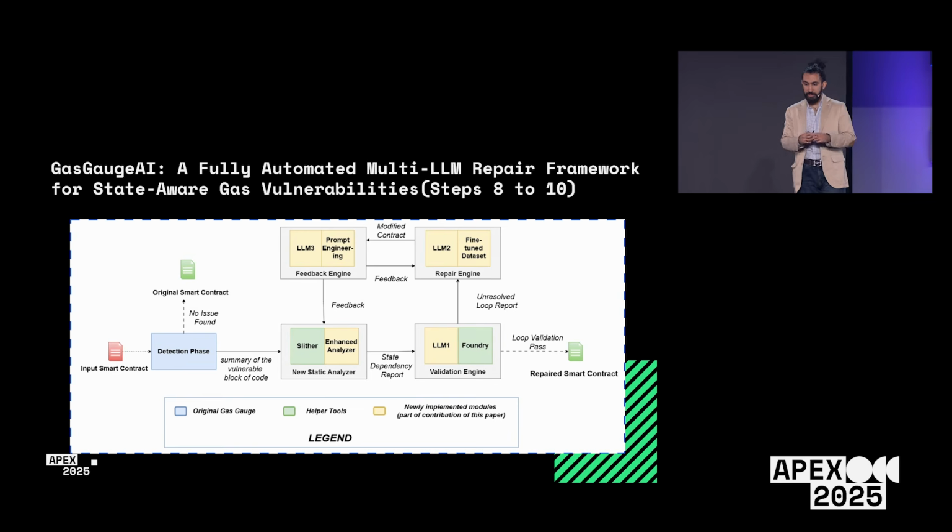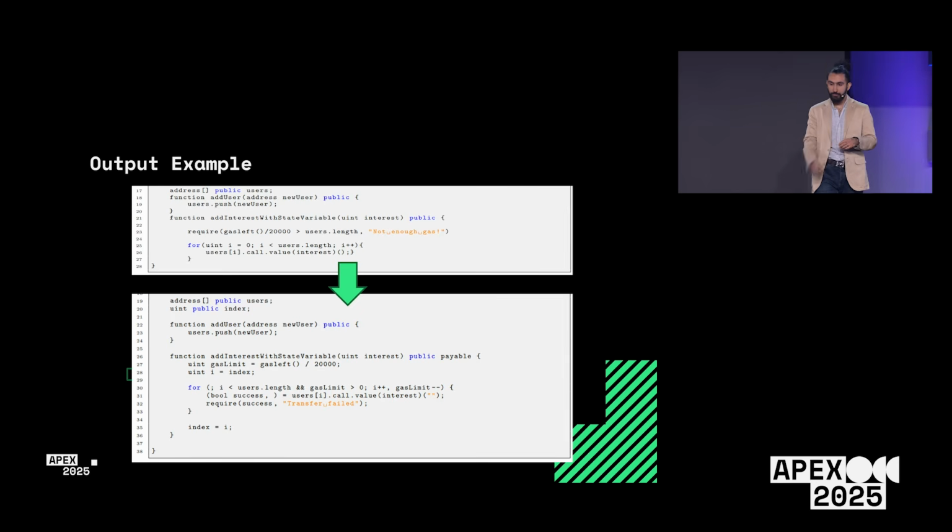The beauty of this is that it doesn't generate any false negatives. So if it tells you that the repair is correct, it's definitely correct. If it cannot generate the repair, then it tells you that the repair is not doable. As a result, when you put in the input from the third example that I showed, it will actually completely modify the smart contract and generate a contract free of gas vulnerabilities.